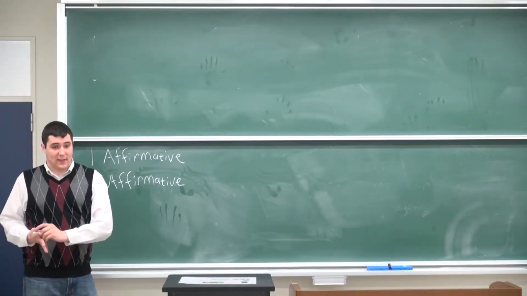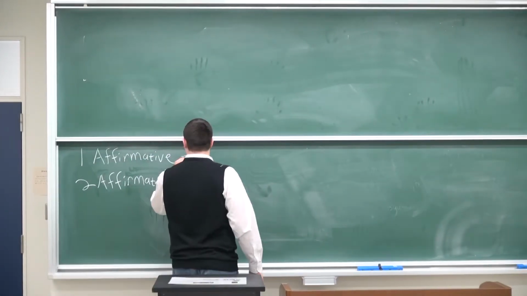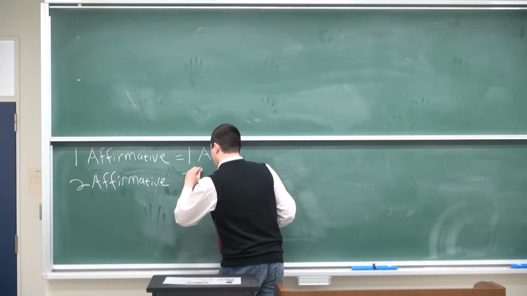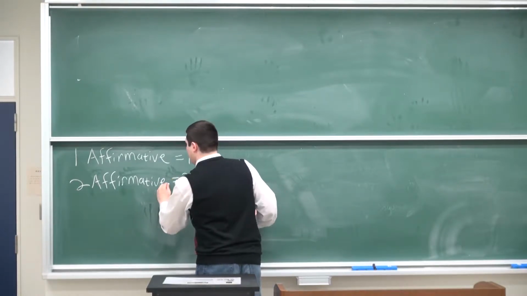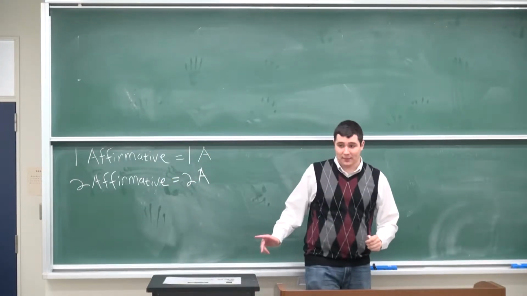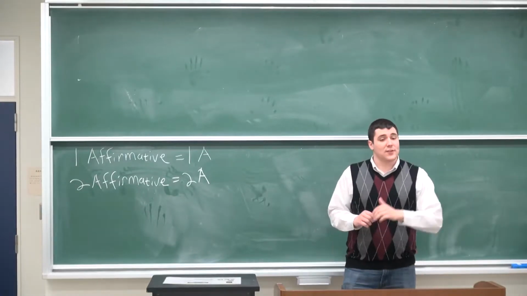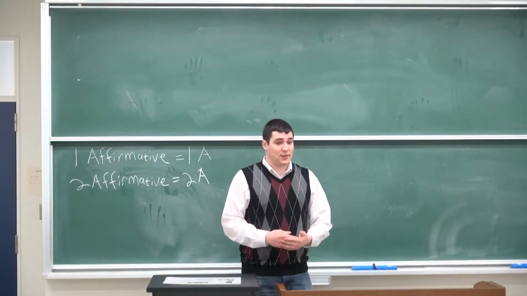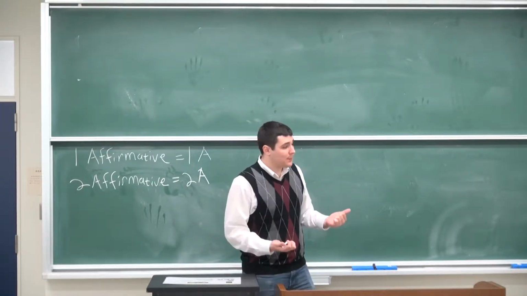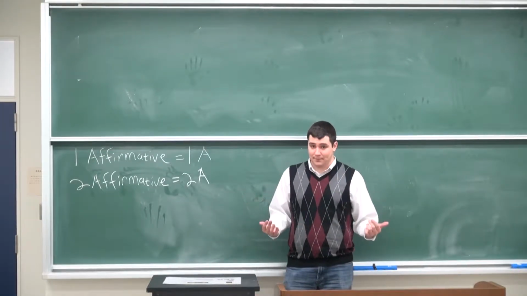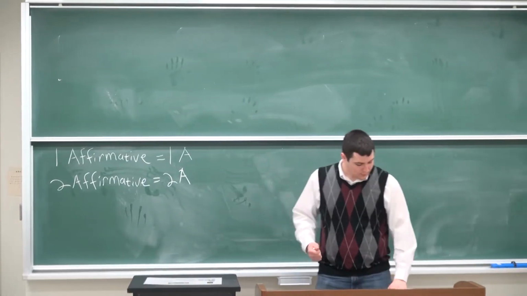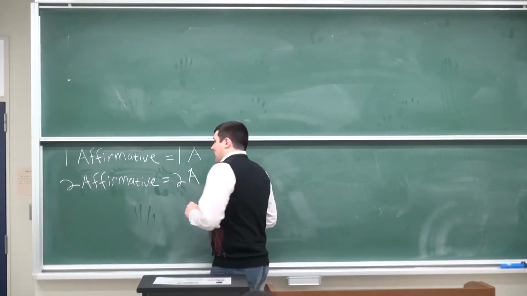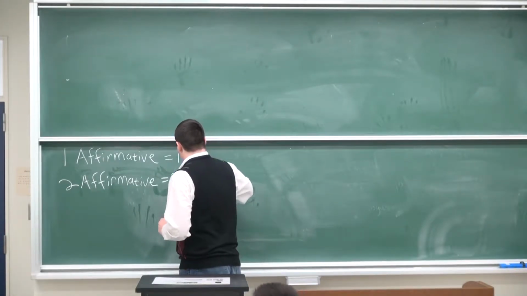We can abbreviate this by just calling them the 1A and the 2A, okay? It works the same way for the negative. The first speaker for the negative team is the 1N. The second speaker for the negative team is the 2N, right? So, what your debate rounds will look like is as follows.